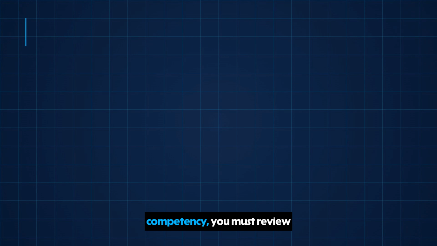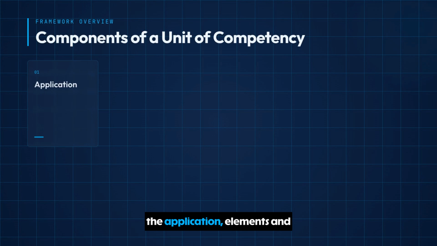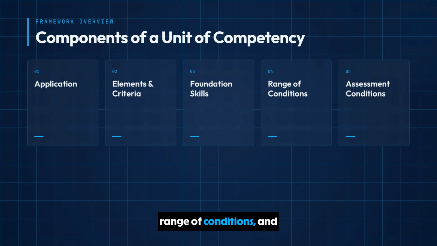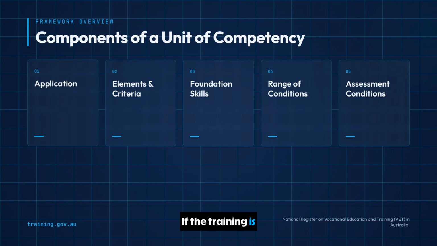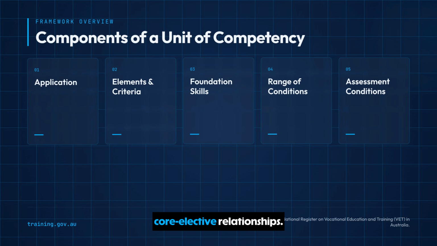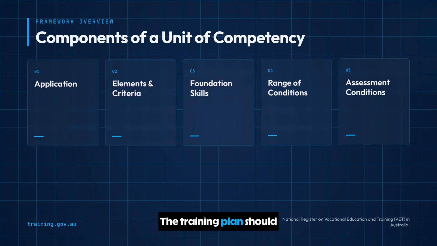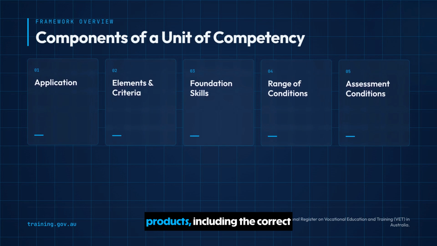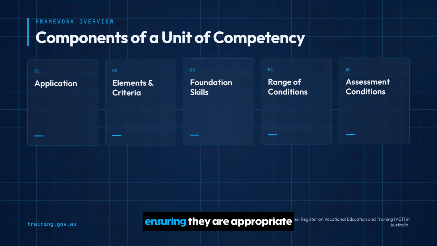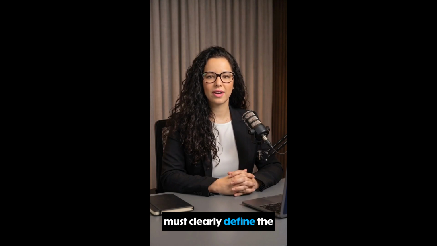For a unit of competency, you must review the application, elements and performance criteria, foundation skills, range of conditions, and both performance and knowledge evidence. If the training is part of a larger qualification, you must also consider packaging rules and core elective relationships. The training plan should clearly identify the selected products, including the correct codes, titles, and versions, ensuring they are appropriate for the vocational outcome. The vocational training plan must clearly define the objectives and intended outcomes of the training.